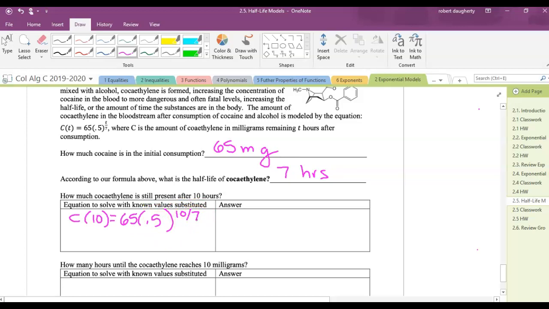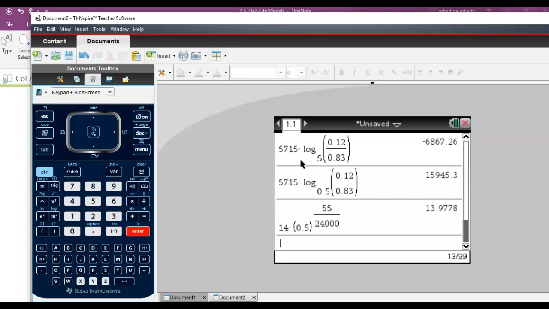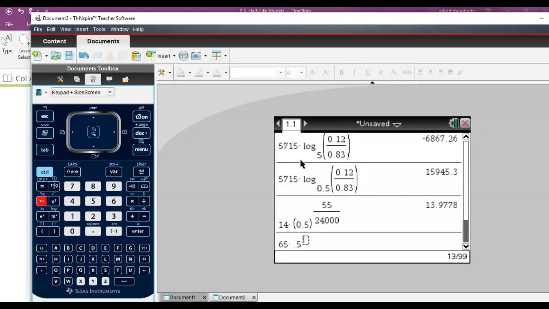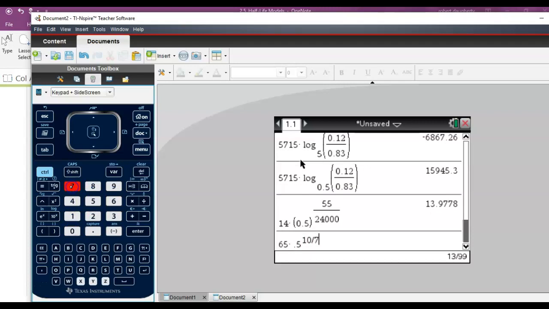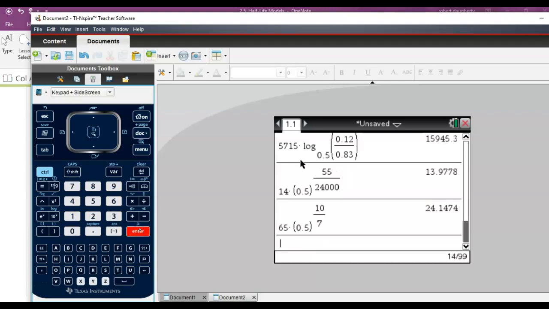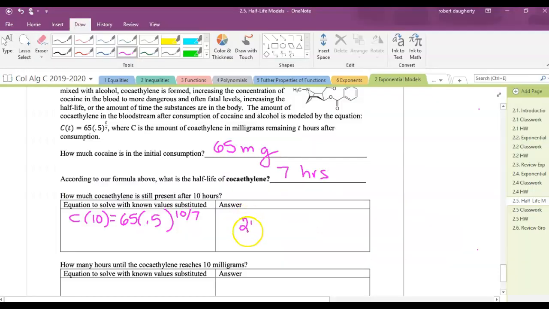And let's figure out what this will be. So that is 65 times 0.5 raised to the 10 divided by 7, which is 24.147. So you'll have 24.147 milligrams of the original 65 after 10 hours.